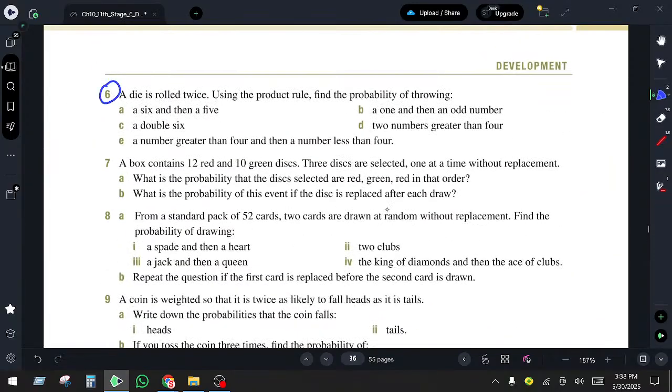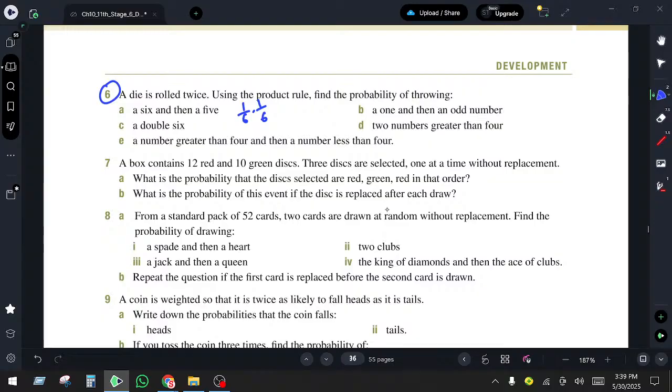What is 6? A die is rolled twice. Using the product rule, find the probability of throwing a 6 and then a 5. For example, throwing a die is automatically independent. हम एक बार डाई थ्रो करने के बाद 6 वाला स्टिकर को हटाएंगे थोड़ी, तो they are independent. The outcome, 6 and then 5: the first 6 coming is independent, this is independent only. 1 over 6 and 1 over 6, 1 over 36.